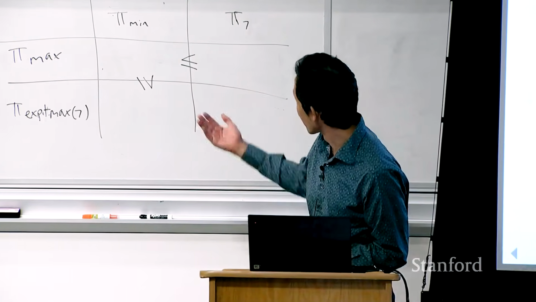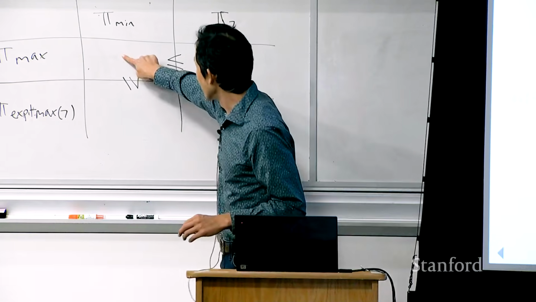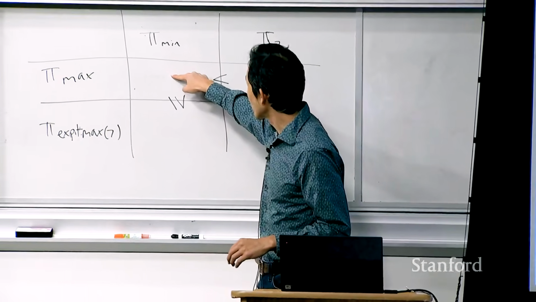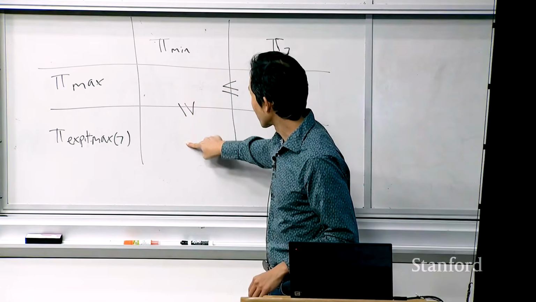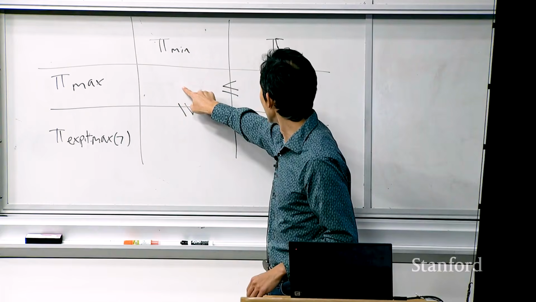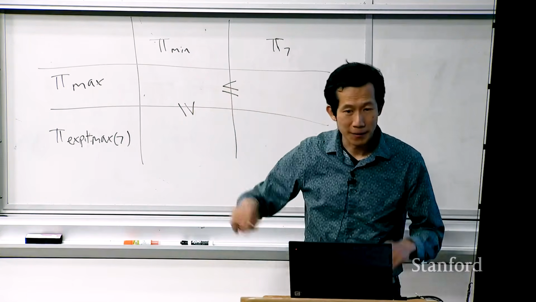So this hopefully should make sense. If I'm at this minimax value, if I make the agent worse, then it's going to get smaller. If I make the opponent worse, it's going to get bigger.